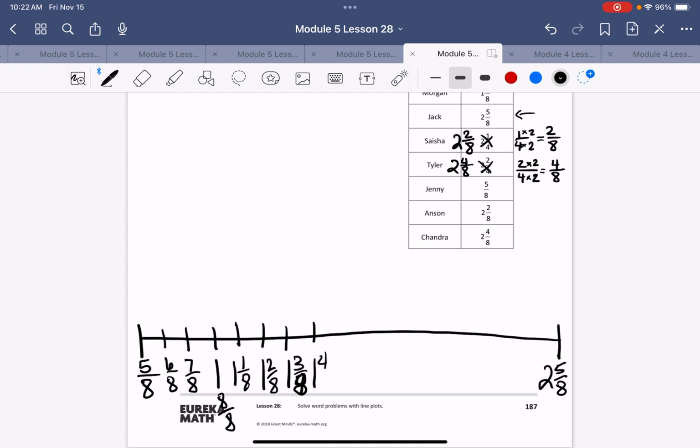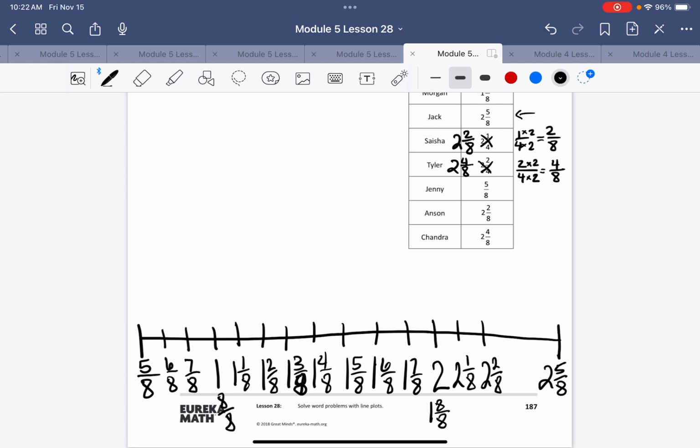1 4/8, 1 5/8, 1 6/8, 1 7/8. If we have 1 8/8, that makes 2 wholes. So then we have 2 1/8, 2 2/8, 2 3/8, and 2 4/8.